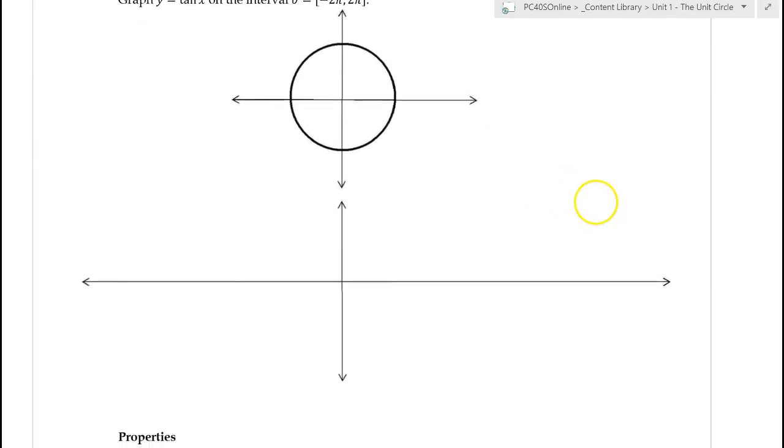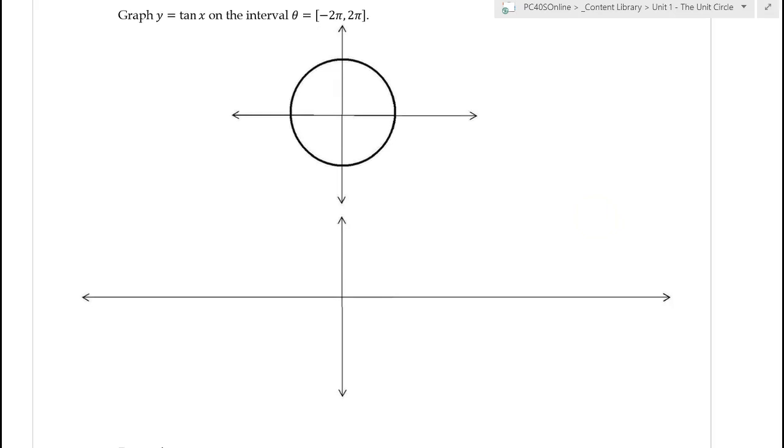Now, tan is the one we haven't seen before, so I'll make a separate video about it, and we'll leave it for now.